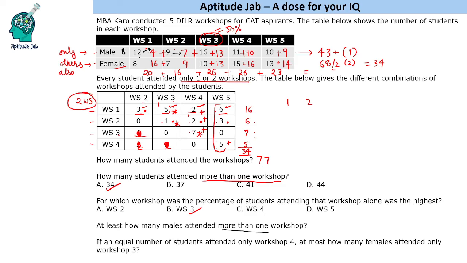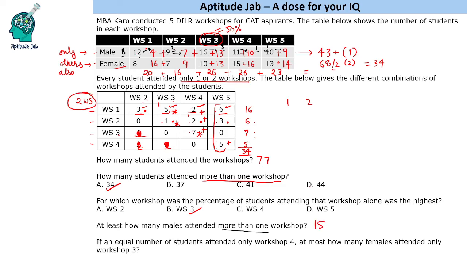So we will assign all four males here, so we will be left with 8 males still. If we assign all 7 males here, we will be left with 2 males. If we assign all 13 here, we will be left with 3 males. If we assign all 10 here, we will be left with 1 male. And if we assign all 9 men here, we will be left with 1. So the minimum we can have is 8 plus 2, 10, 10 plus 3, 13, 14 and 15. So we have at least 15 males who will attend more than one workshop.